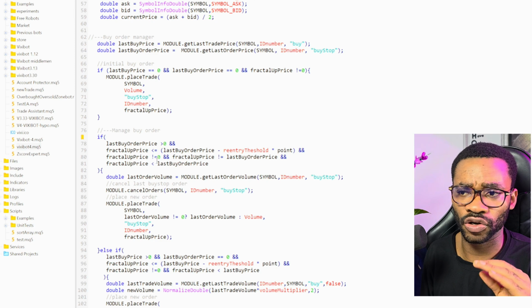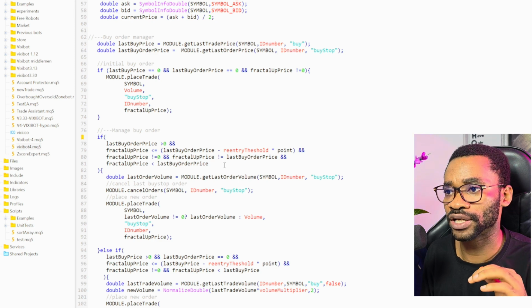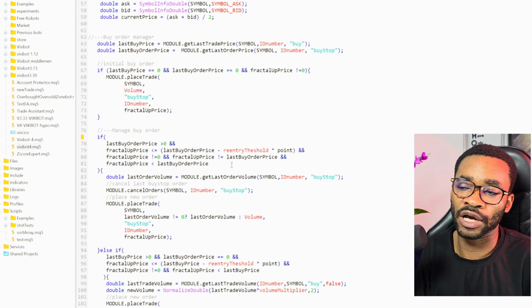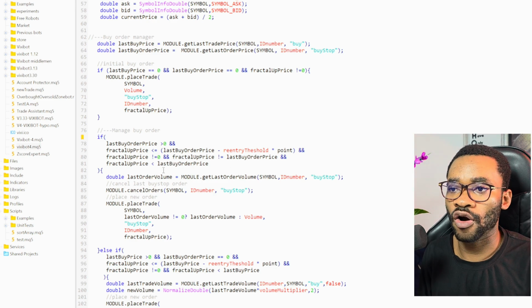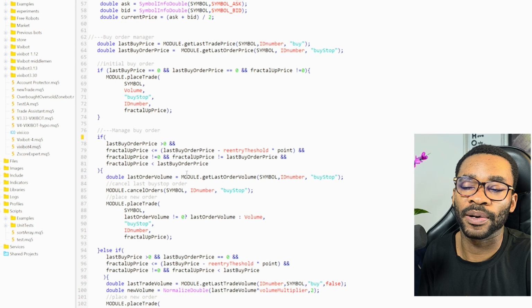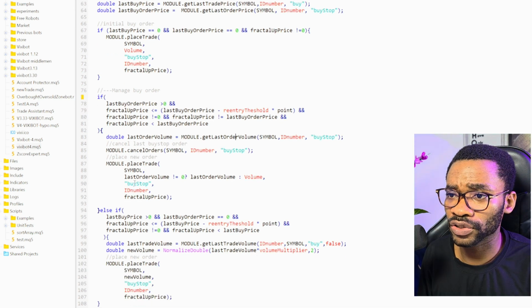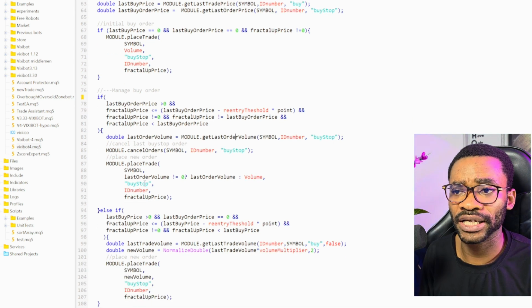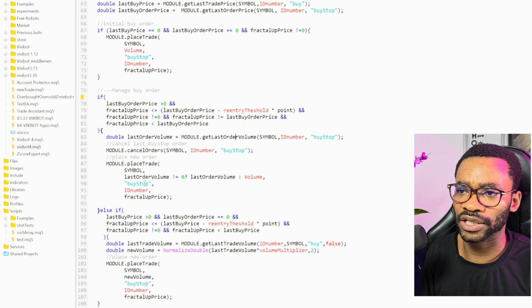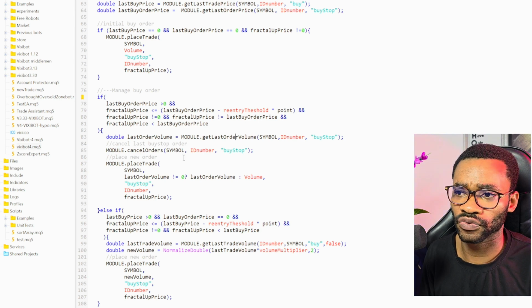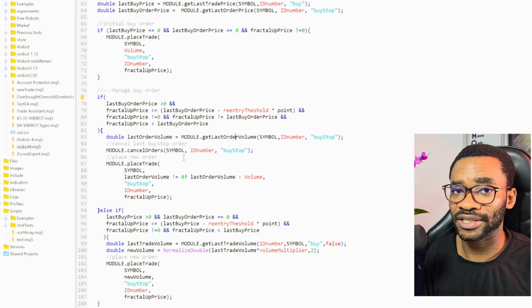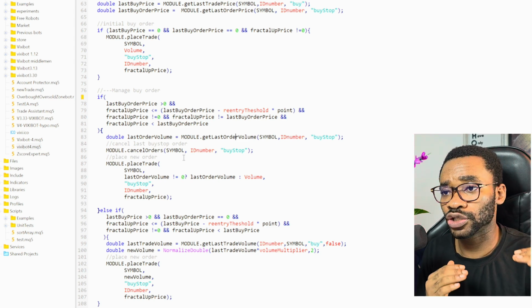So when fractal is not equal to 0 and fractal up price is not equal to the last order price, and then fractal up price is less than the last order price, now what we are going to do is place another buy limit order, which is buy stop, and then we cancel the previous one. So that is in the case that the previous order is not executed.